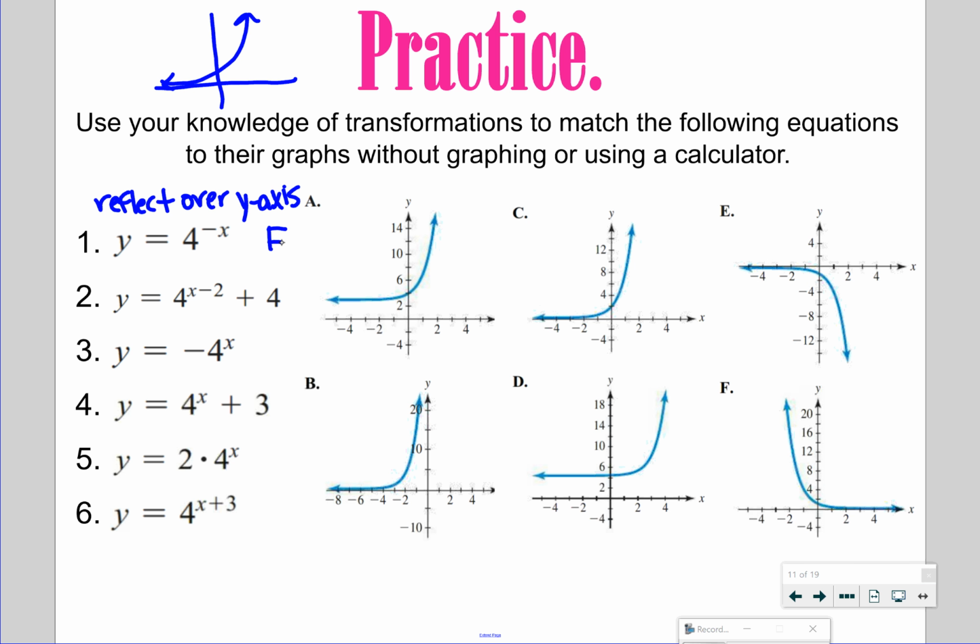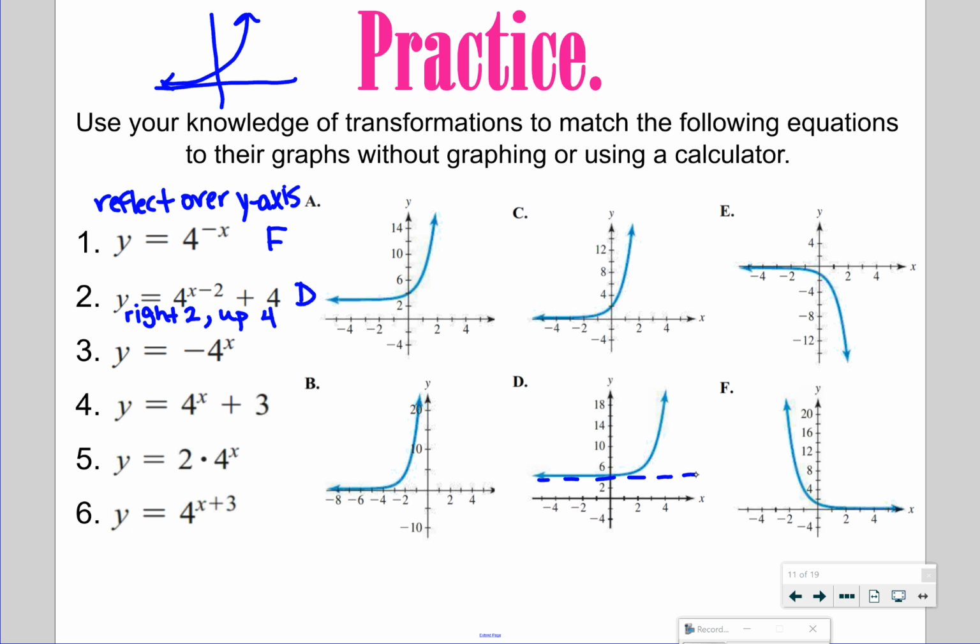Number two, there's two different things that are happening there. You have shifted the graph right 2 and up 4. If I shift the graph right 2 and up 4, up 4 is probably the biggest one to notice. That means you're going to have an asymptote at 4. That is graph D. You can see that asymptote at 4. We're very close to it there.